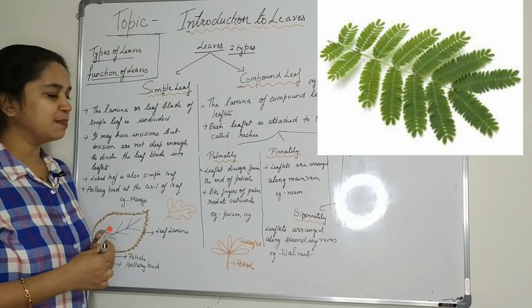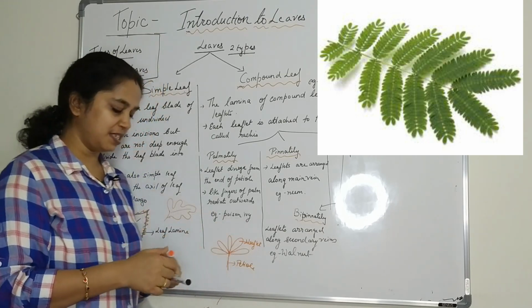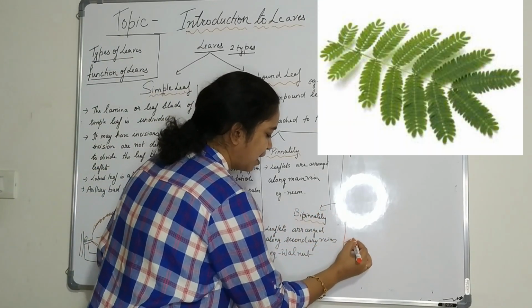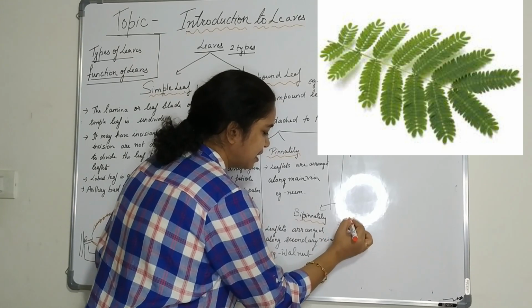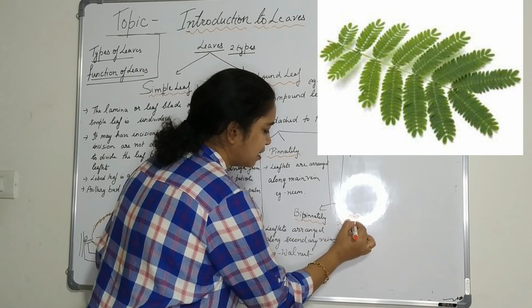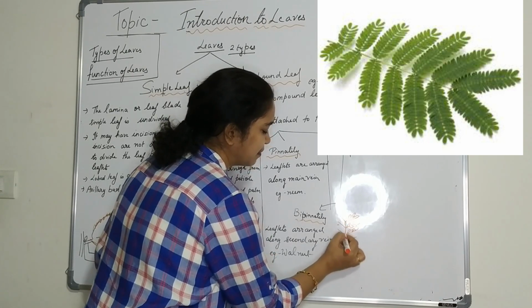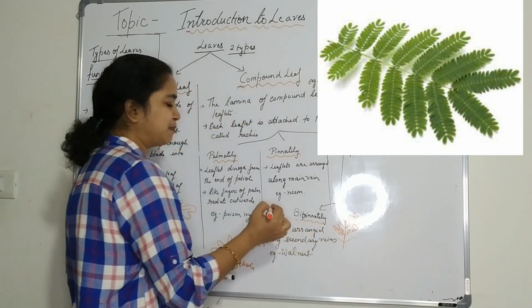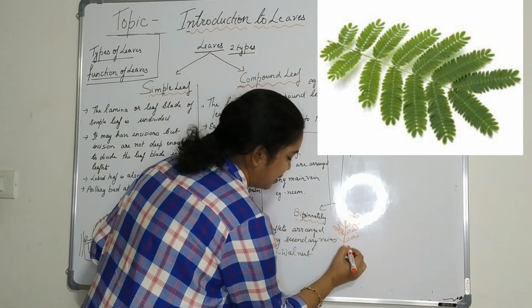What are bipinnately compound leaves? In this, the leaflets are arranged on the secondary veins. This is the main vein or midrib, and when it is further divided into veinlets or secondary veins, these give rise to the leaflets. It is called the bipinnately compound leaf, or it is also called the double compound leaf. This is the main vein.